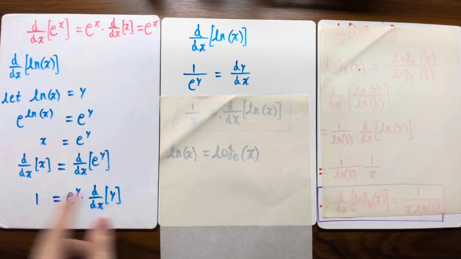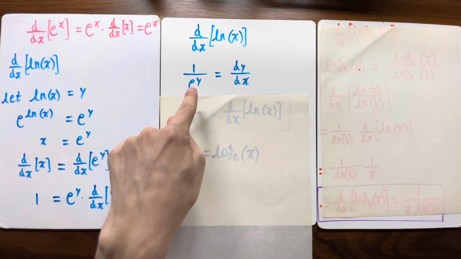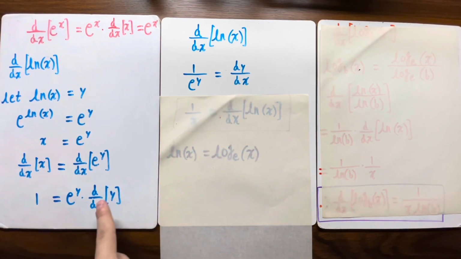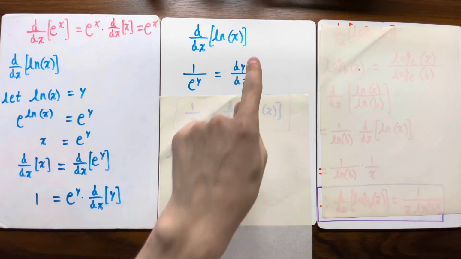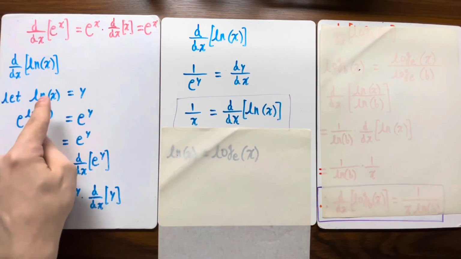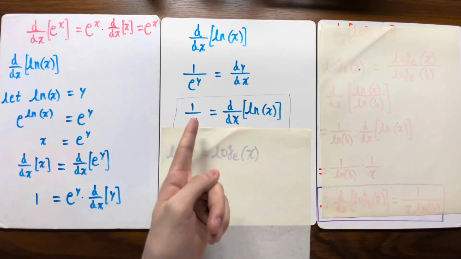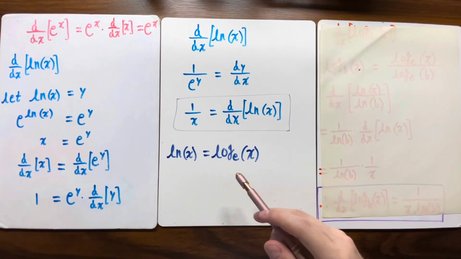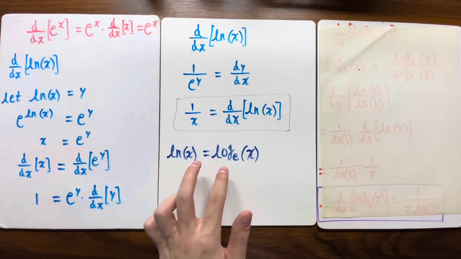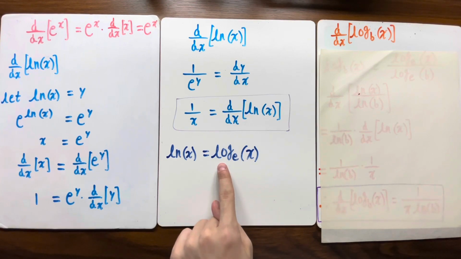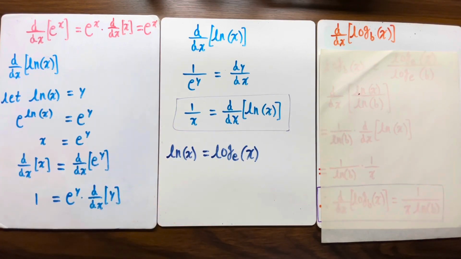Or in other words, we can divide both sides of this equation by e to the y, so we get 1 over e to the y is equal to dy/dx. This is just another way to write it, dy/dx, or you can write it like this. But usually you see it like this. And of course, what is y? Well, y is ln of x. So the derivative of ln of x is just 1 over x. And of course, this is just a reminder that ln of x is the same thing as log base e of x. So we have shown that the derivative of log base e of x is just 1 over x.